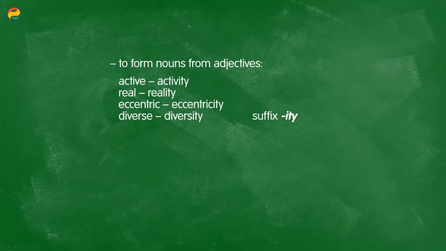Now, just like we use suffixes to form nouns from verbs, we can also use them to form nouns from adjectives. One of the endings we can use for this is the ity ending, used in the words activity, from the root adjective active, as well as words like reality, from real, eccentricity, from eccentric, and diversity, from the root adjective diverse.